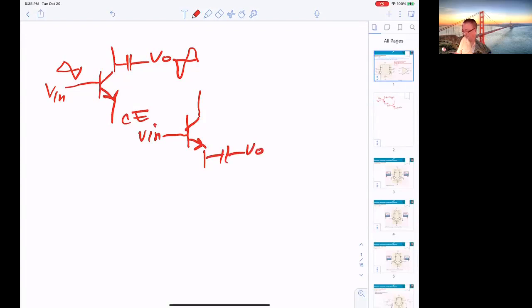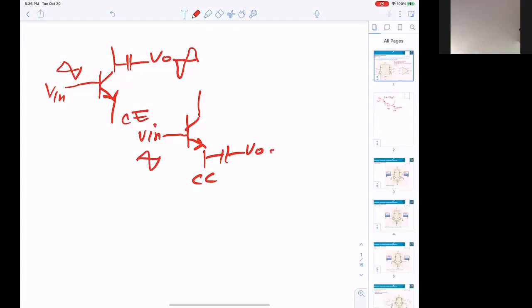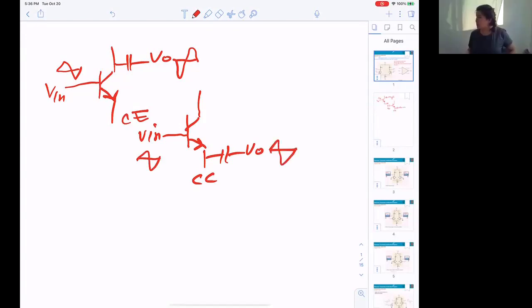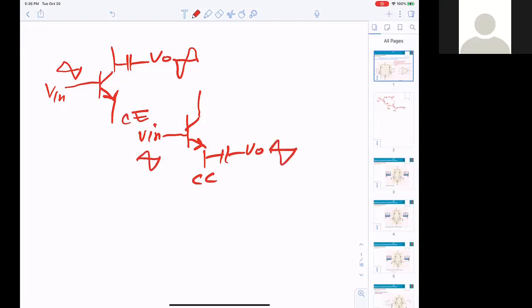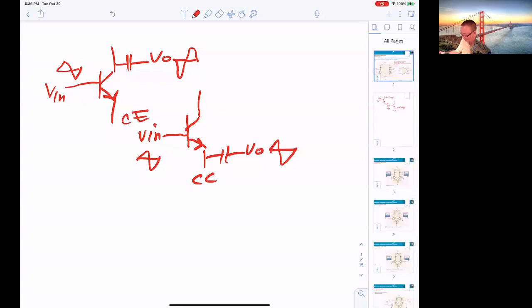What is the name? Common collector. Correct. What is the relation between input and output? They are almost the same, almost equal, in phase. They will be in phase, and the gain is almost equal to 1. That means in and out are the same.